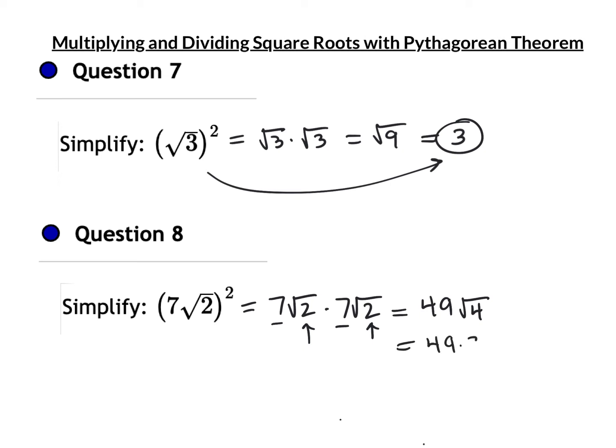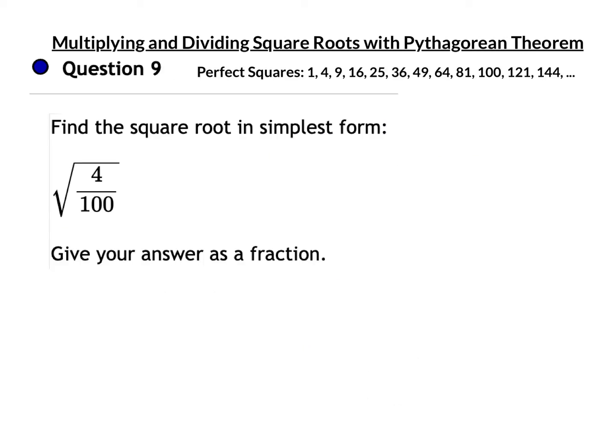So this is 49 times 2, which is 98. Find the square root in simplest form. This is the first one we've had just like this. I want to point out that this is the same thing as root 4 divided by root 100. The square root of 4 is 2. The square root of 100 is 10.